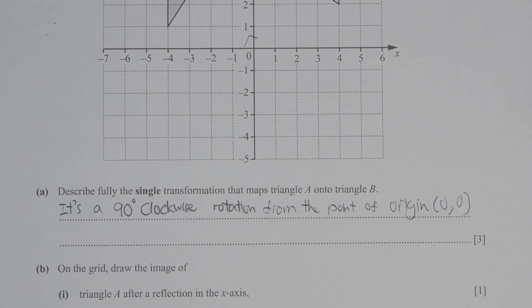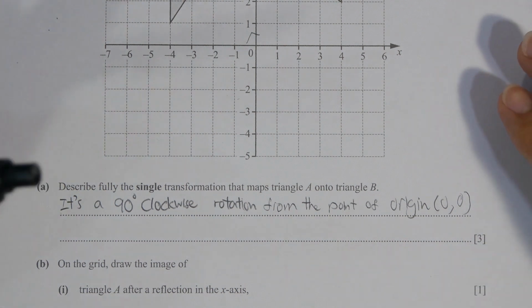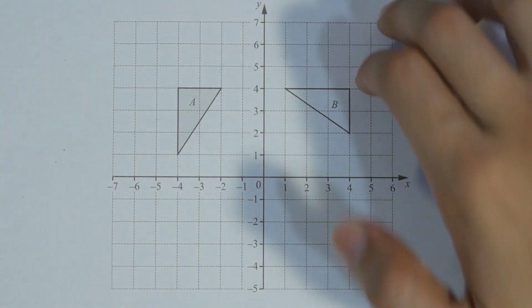Okay, for part B, I already drew the reflection in the x-axis over there, and triangle A after a vector of 7, negative 5.